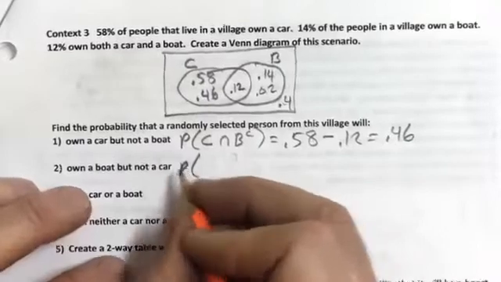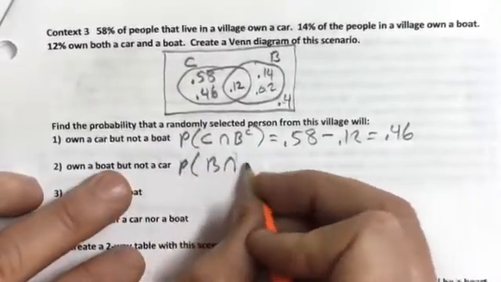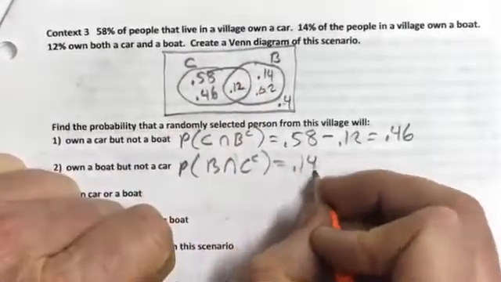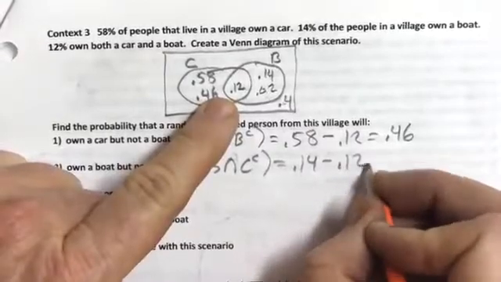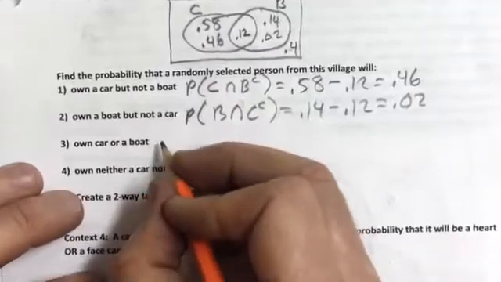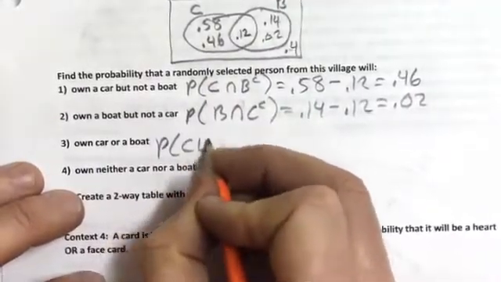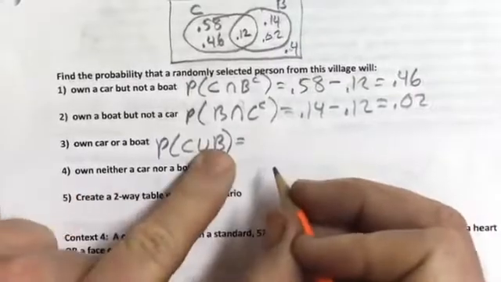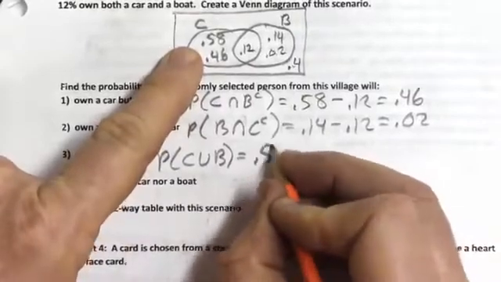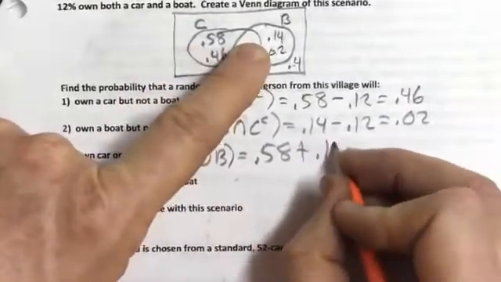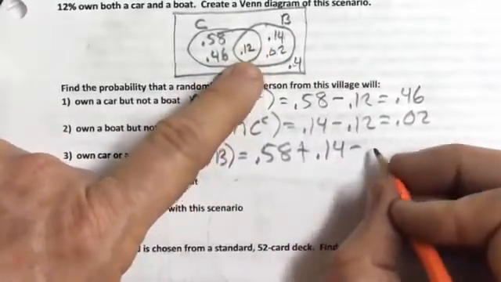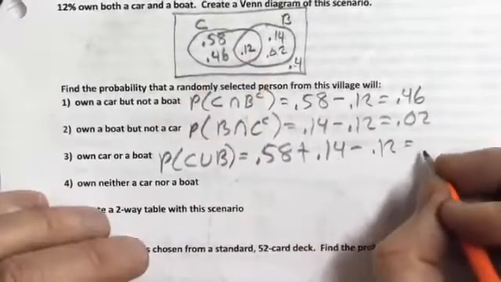What's the probability if you select one of these people that they own a boat but not a car, boat and car complement? So all the people that own a boat minus those boat people that own a car. So that's 0.02. Now, a car or a boat. That's going back to the probability of car or boat, and you add these and subtract the overlap, just like we've done a couple times now. So the probability of car is 0.58 plus the probability of boat, which is 0.14. But whenever you add probabilities, you have to subtract off the overlap. So we subtract off the 0.12, and that is equal to 0.6.